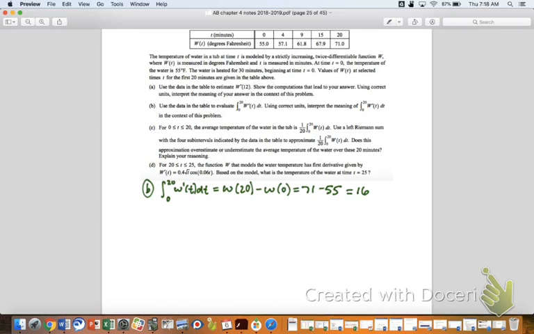So what does that mean? Well, remember that the definite integral of a rate gives you the net amount of change. And so I would say the meaning of this is the temperature of the water increased or changed, I guess you could say, by 16 degrees Fahrenheit from t equals 0 minutes to t equals 20 minutes. Something like that. You got to indicate that that 16 is a change in temperature. Using correct units, again, from 0 minutes to 20 minutes.